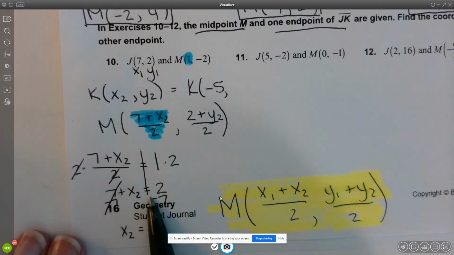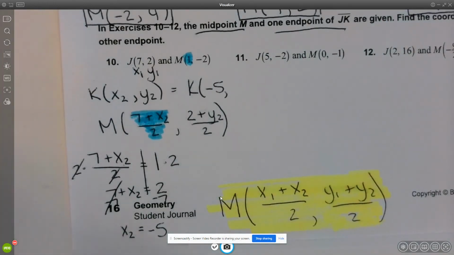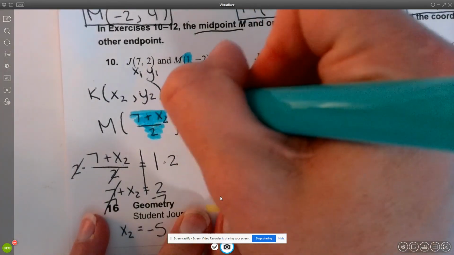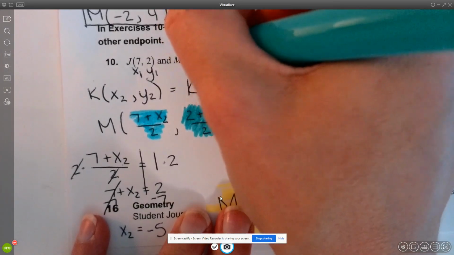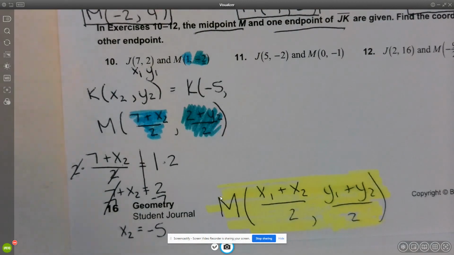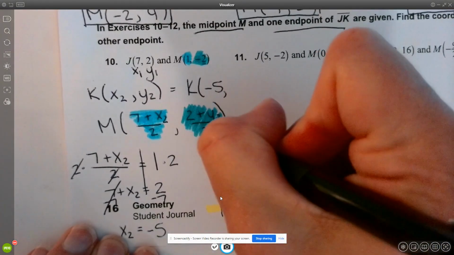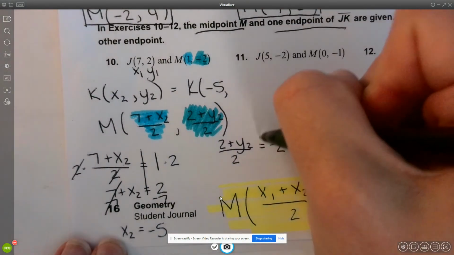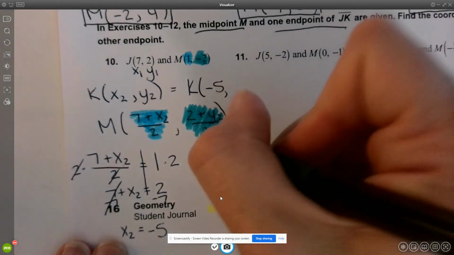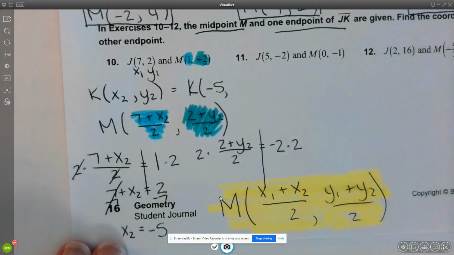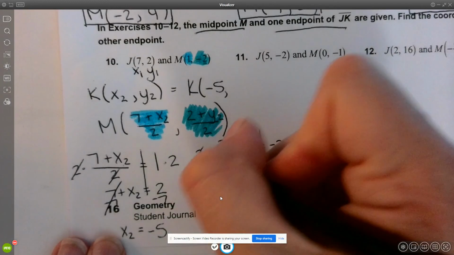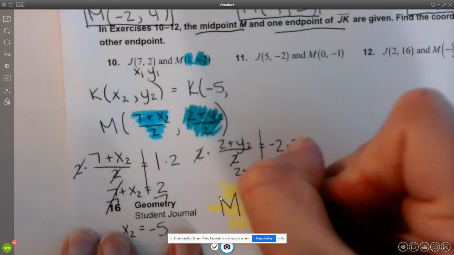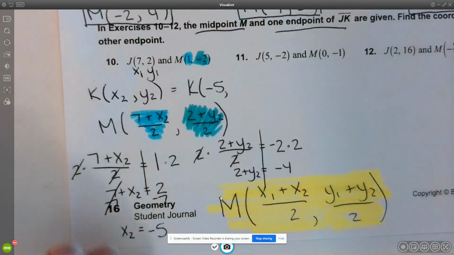Now I still need to find y2. So just like we did to find the x coordinate, I'm going to set up an equation. Whatever 2 plus y2 divided by 2 is, it has to be equal to the y coordinate of my midpoint, which is negative 2. So 2 plus y2 divided by 2 must be equal to negative 2. I'm going to solve this equation. Again, I'm going to multiply both sides by 2, and then subtract 2 on both sides.